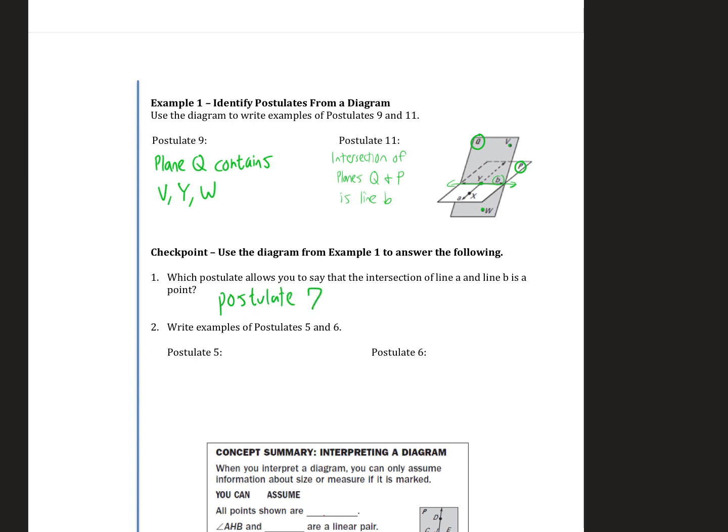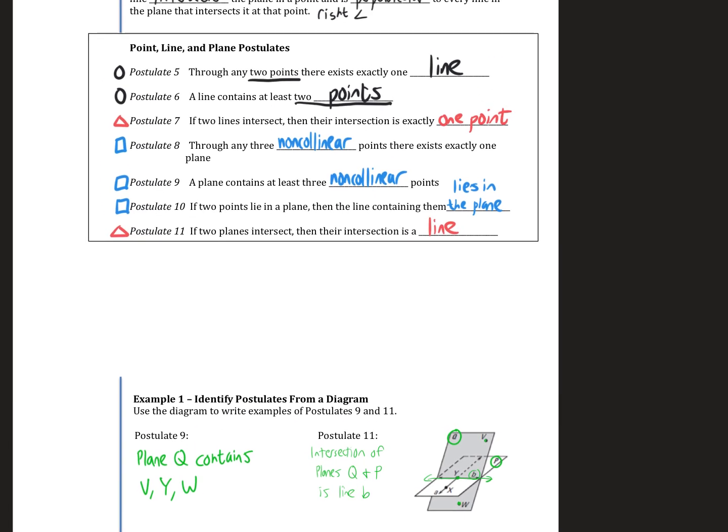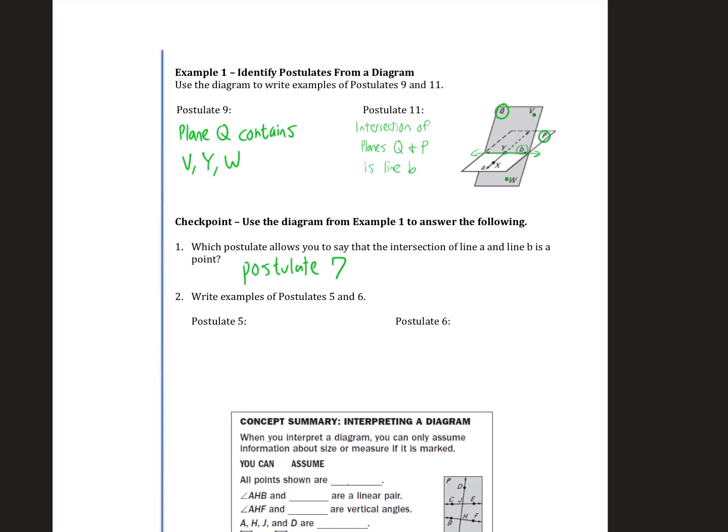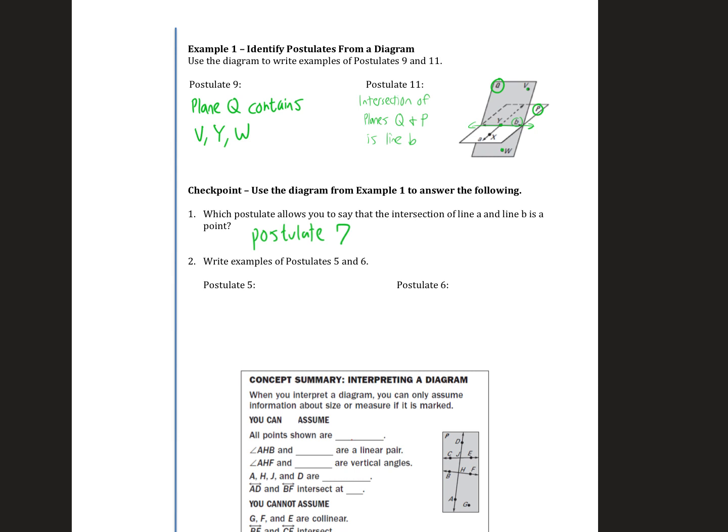Postulate 7. All right, we need examples of postulates 5 and 6. Postulate 5 says, through any 2 points, there's exactly one line. So we need an example of 2 points that lie on a line here. Well, we can see that we have X and Y. So this would be line A passes through X and Y. Okay, that'd be an example of that postulate.